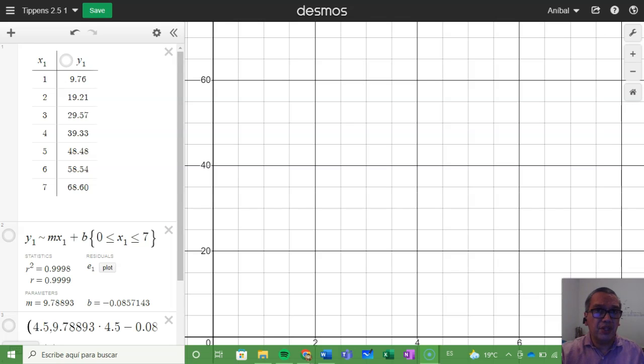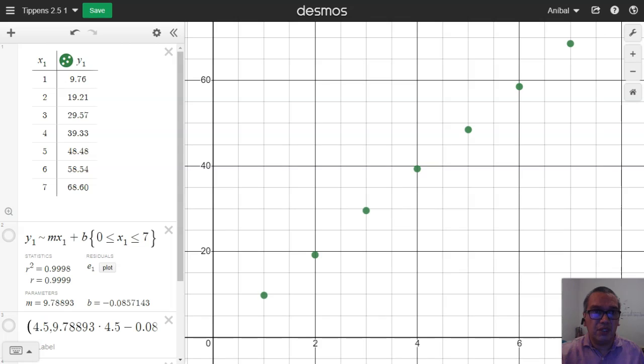I have already entered the given data, which you can see here in the first table. According to the syntax required for this app, x1 represents the time. You can see these are the values in seconds, 1, 2, 3, 4, 5, 6, 7. And y1 represents the speed of the object falling, which I'm not reading, that's too long. So anyway, once I have that, I can just make it visible, and you can see the different points being plotted in this coordinate system.